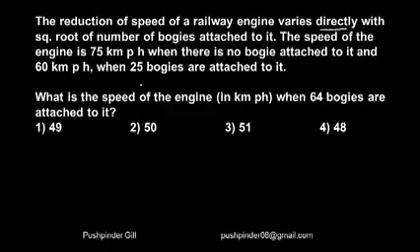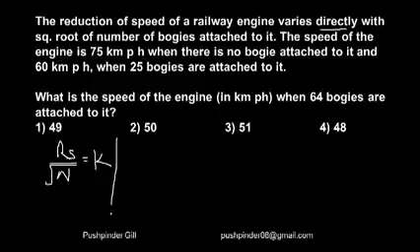Now it's varying directly, that means the reduction in speed divided by the square root of the number of bogies is a constant. Fine. That means this is our equation over here. Now let's see what have we got. Now he's saying the speed of the engine is 75 kilometers per hour when there is no bogie attached to it, alright, and 60 kilometers per hour when there are 25 bogies attached to it.